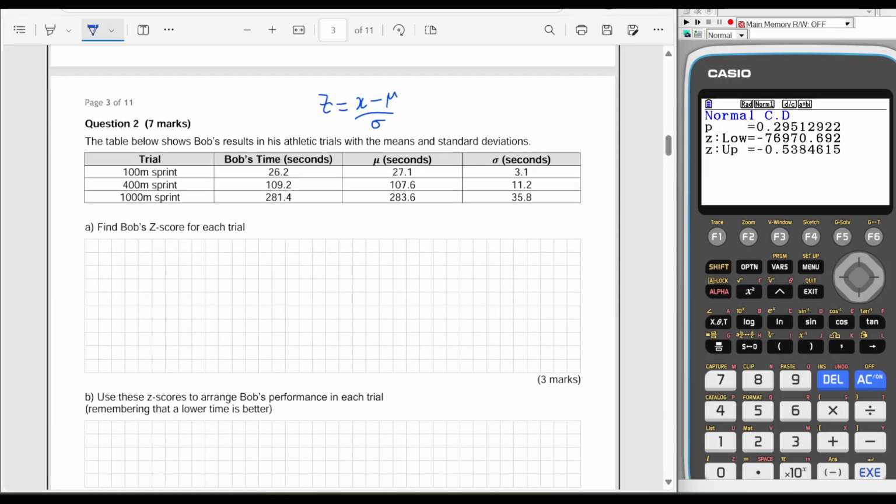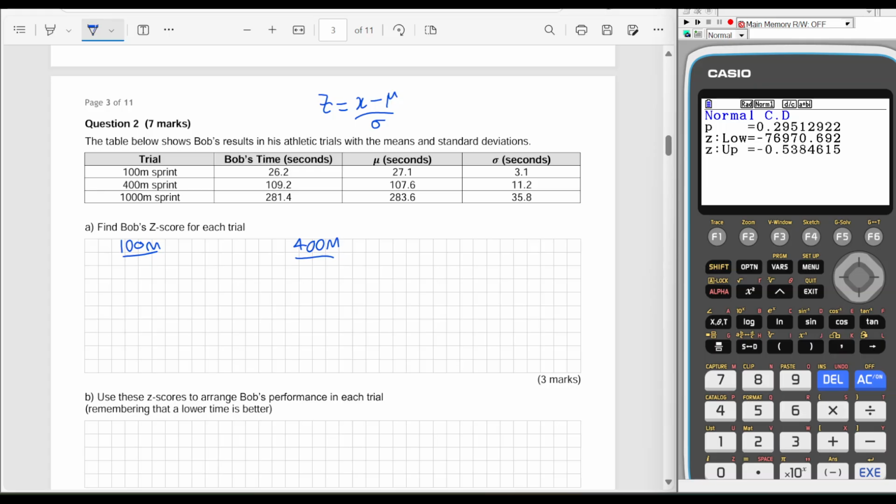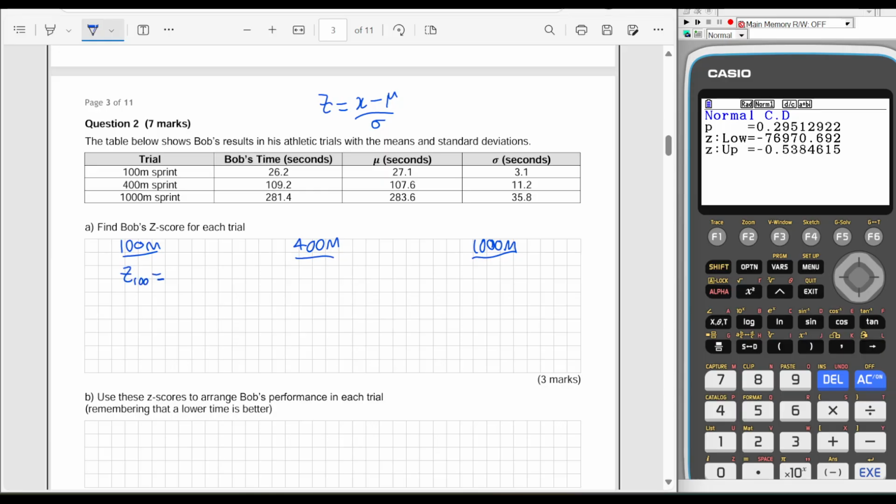Okay. So find your z-score for each trial. So we've got 100 meters, we've got 400 meters, and we've got 1000 meters. So the Z100, I might call this one Z400, and why not, I'll call this one Z1000. Okay, so this is his time, 26.2 minus 27.1, all over the standard deviation, which was 3.1.